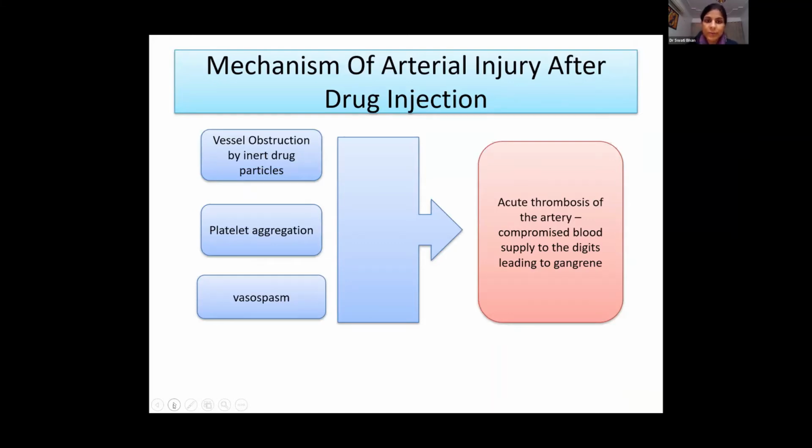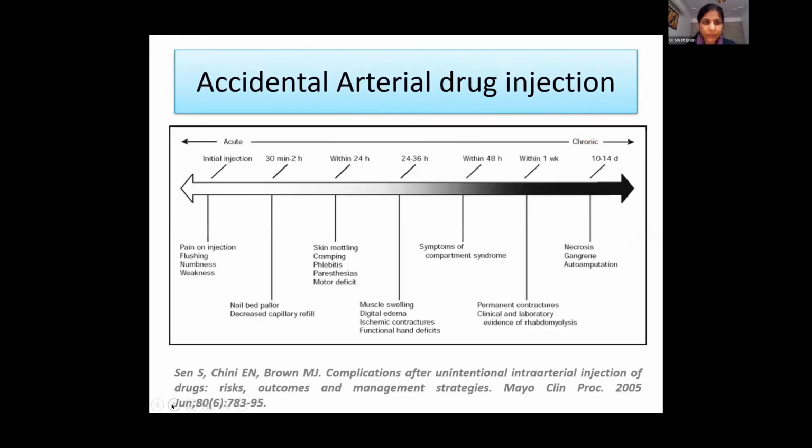This is a vessel obstruction by the inert drug particles. This leads to a cycle of platelet aggregation and vasospasm in the artery. And this cycle will actually lead to thrombosis of the artery. Then this will compromise the blood supply to the digits, which can lead to gangrene. So we can see the course of events which happens after an accidental arterial drug injection.